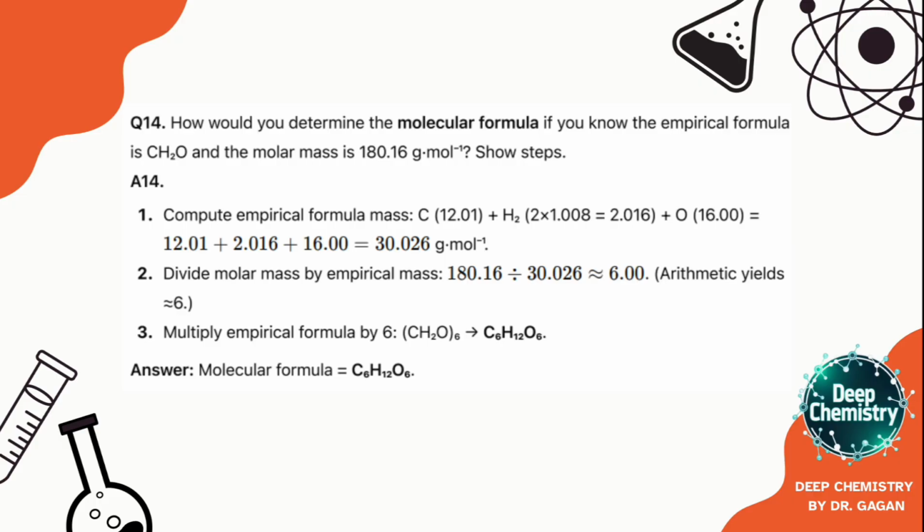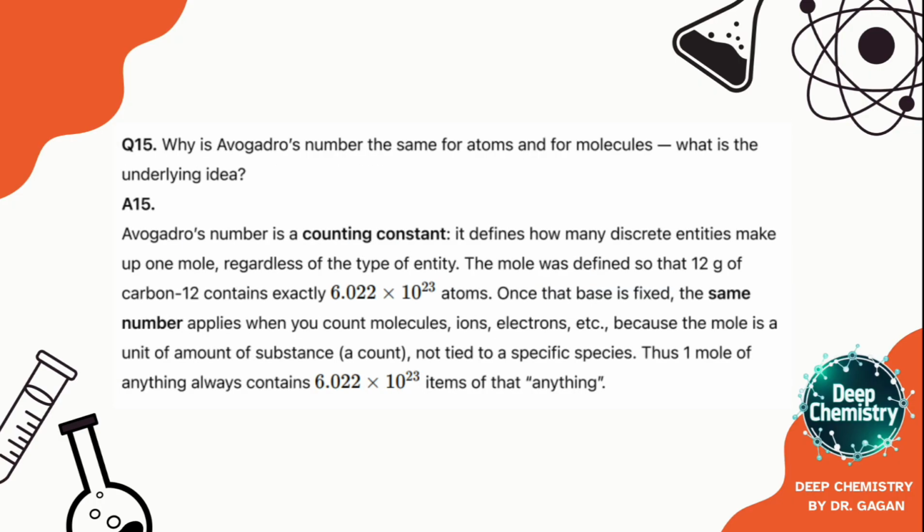Question number 15. Why is Avogadro's number the same for atoms and molecules? Because it's just a counting unit like a dozen. 1 mole means 6.022 × 10^23 of anything like atoms, ions, molecules, electrons, whatever you are counting. It's defined based on 12 grams of carbon-12, which contains exactly that many atoms. So the mole connects different kinds of particles using one universal counting scale.